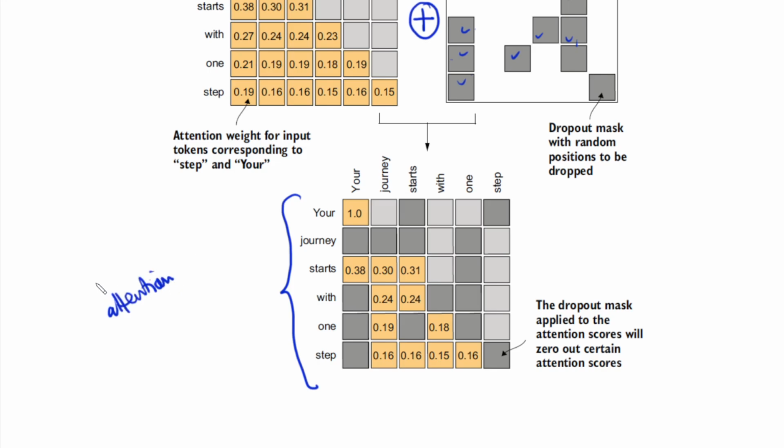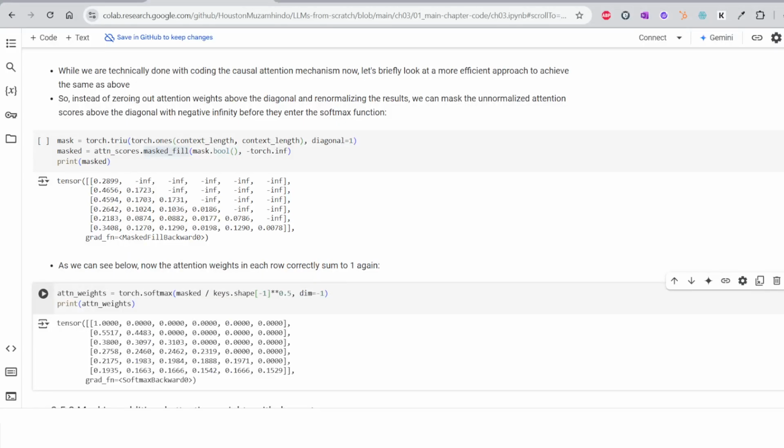So this becomes a masked attention weight matrix with dropout. That's it. So let's see this happen in code. We are going to quickly switch to our Google Colab.